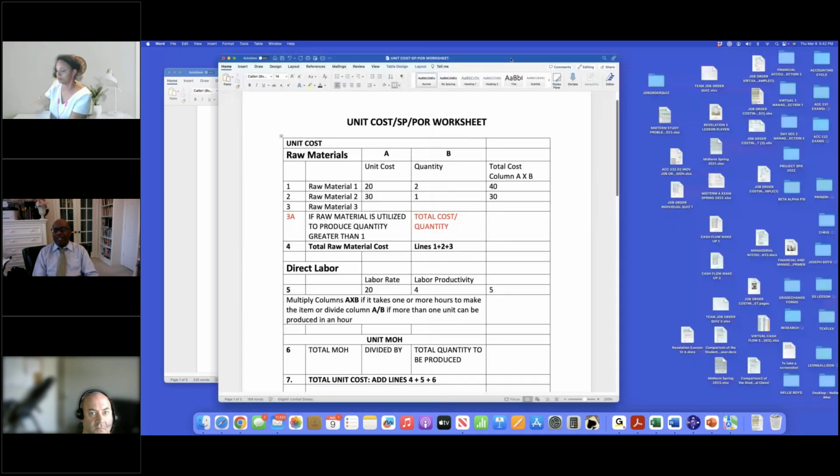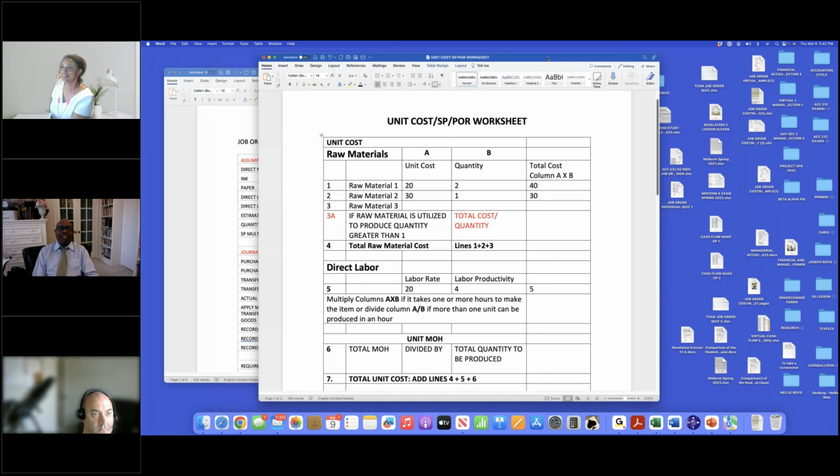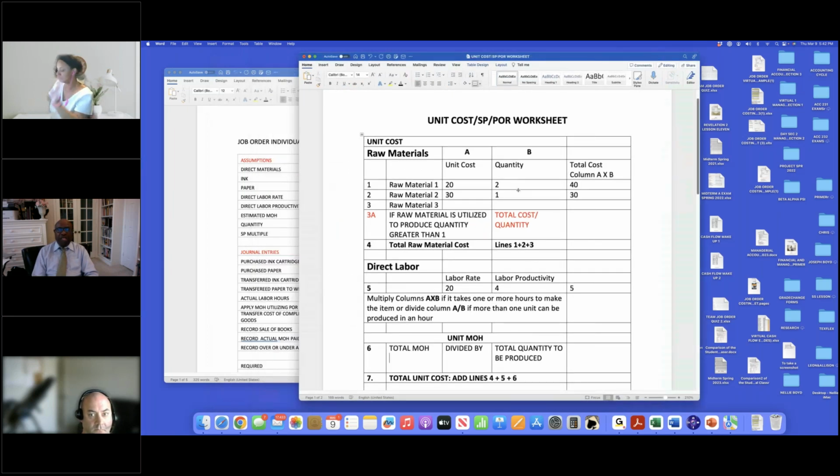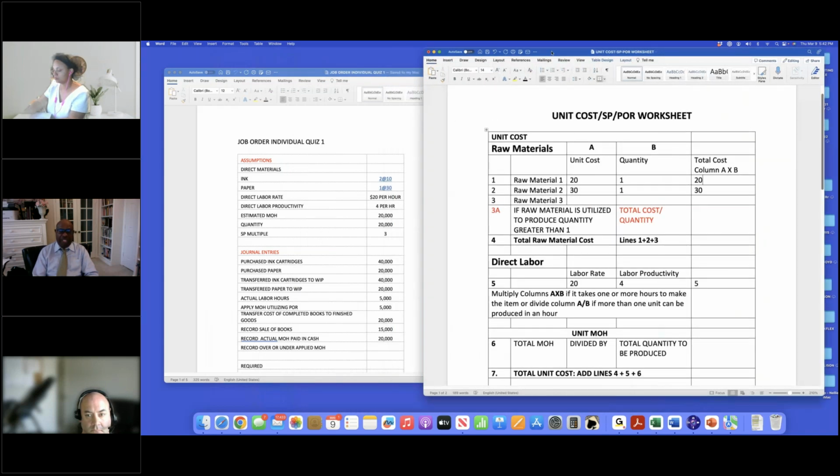She just said ink should be 1. Ink should be 1. Thank you. So this should be 20. Now it says ink 2 at 10. Professor Boyd, I have a question. Yes, why aren't you doing it in Excel?